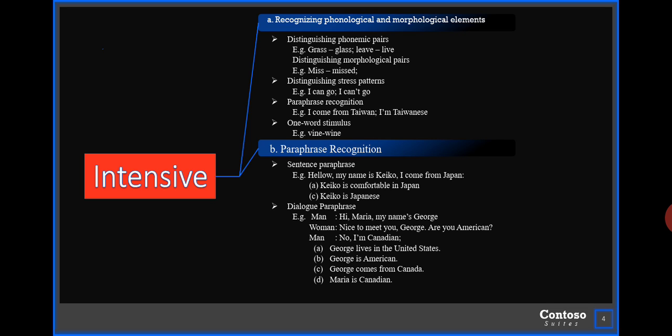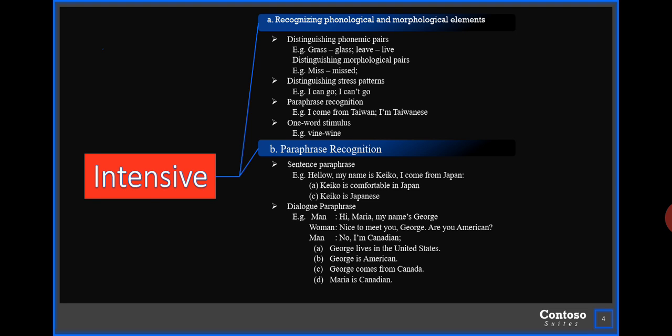The next is dialogue paraphrase. For example, the man said, Hi Maria, my name is George. The woman said, Nice to meet you, George. Are you American? And the man said, No, I'm Canadian. So the dialogue paraphrase: A is George lives in the United States. The second, George is American. The third is George comes from Canada. The fourth is Maria is Canadian. So we have to choose the correct paraphrase of that.